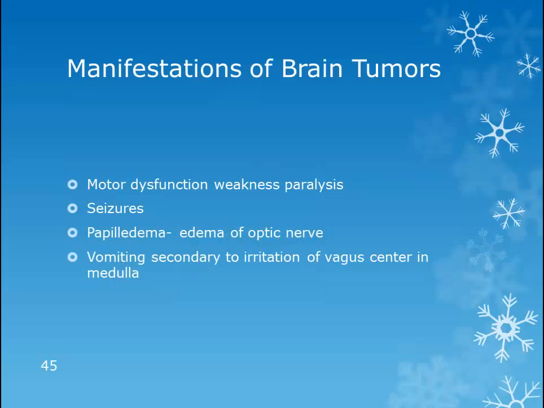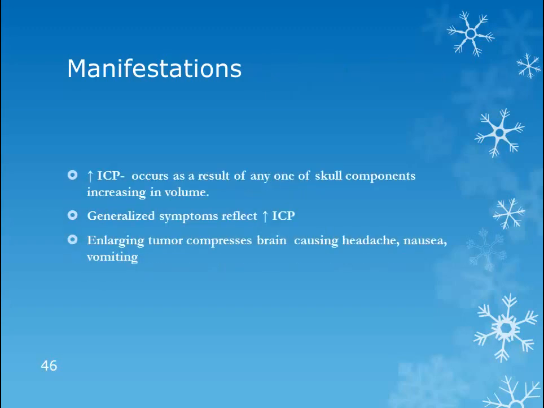Manifestations of brain tumor: motor dysfunction, weakness, paralysis, possible seizures, papilledema, edema of the optic nerve, vomiting secondary to irritation of the vagus center in the medulla. Manifestations of a brain tumor include increased intracranial pressure, which occurs as a result of any one of the skull components increasing in volume. Generalized symptoms reflect increased intracranial pressure. An enlarging tumor compresses the brain, causing headache, nausea, and vomiting.